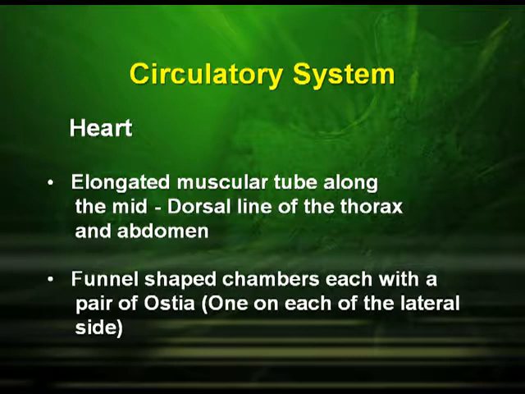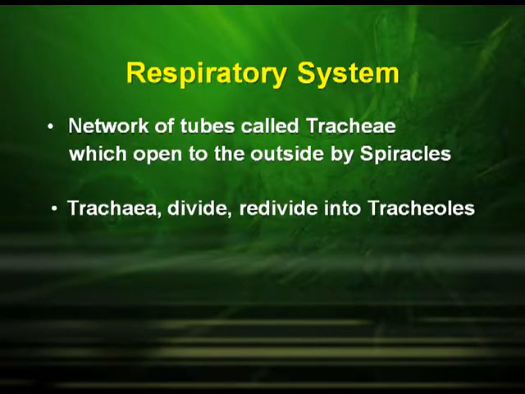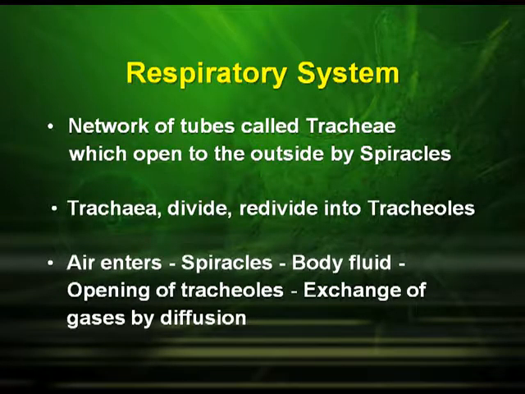They have funnel shaped chambers, each with a pair of ostia, found one on each lateral side. The respiratory system of the cockroach is a network of tubes called trachea, which open to the outside by spiracles. These trachea divide and redivide into tracheoles. The air enters the spiracles, then the body fluid and then the opening of the tracheoles, thereby bringing about the exchange of gases by diffusion.